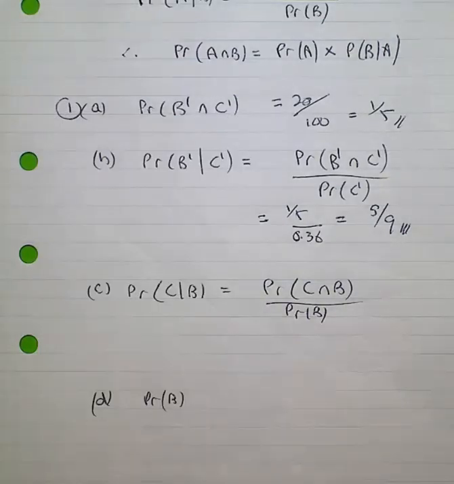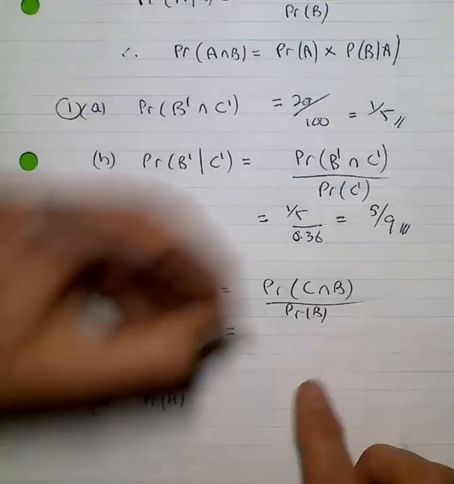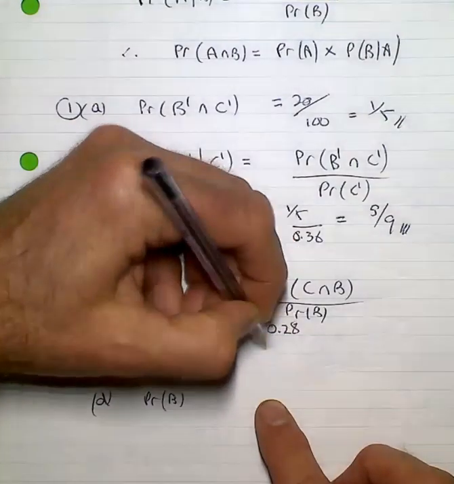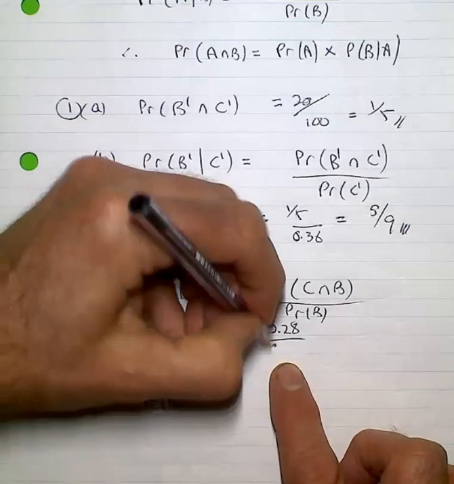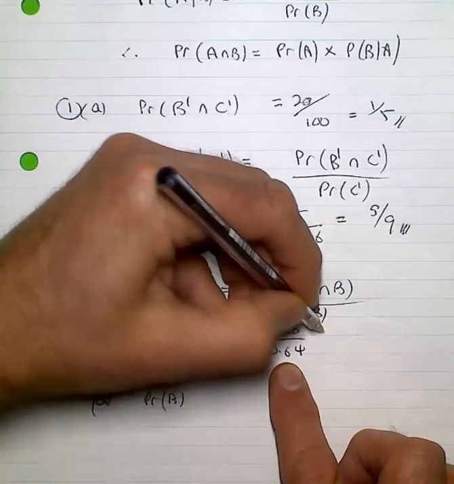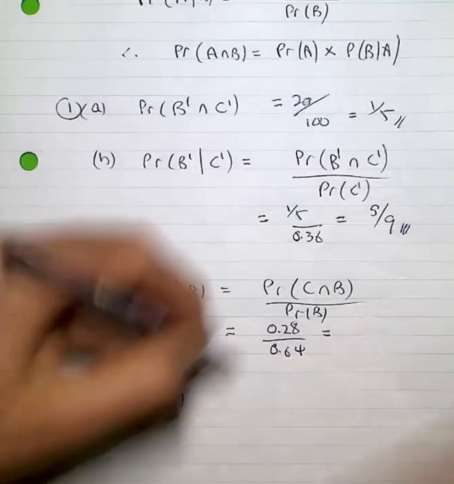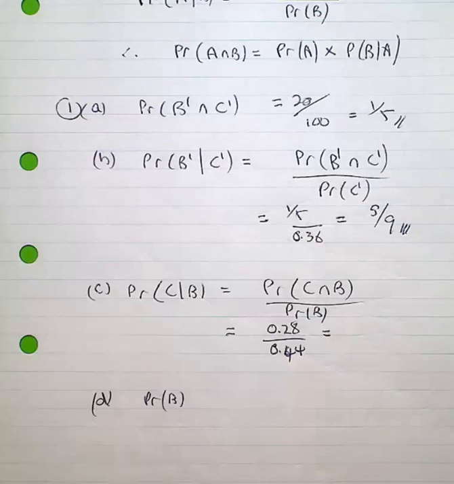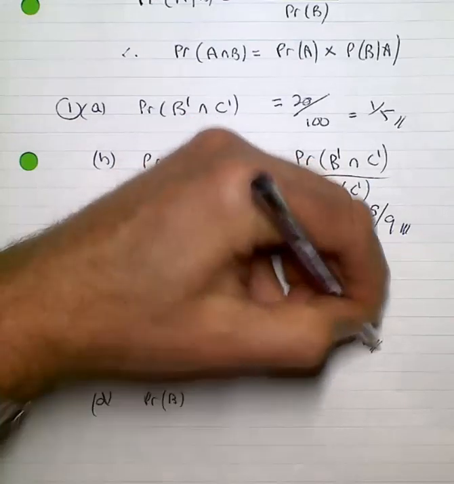Now in C, you're asked to calculate the probability of C given that B has occurred. So probability of C and B, so a bike rider who drinks a caffeinated drink. Now I'm just quickly putting that as 0.28, and given that they ride a bike, 0.64, and when I do my division, that will come out to be 7/11.